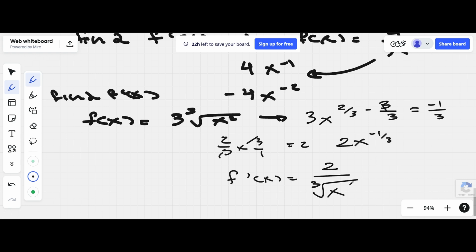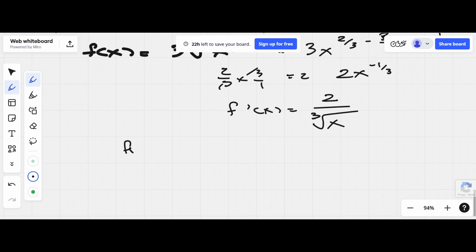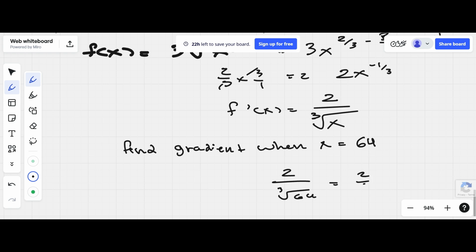Now, if there was a follow-up question, let's say, and it says find the gradient when x equals, for example, 64. I take that 64. So we know that the cube root of 64 is 4. So it's 2 over 4, which equals half. So that's our gradient when x equals 64.